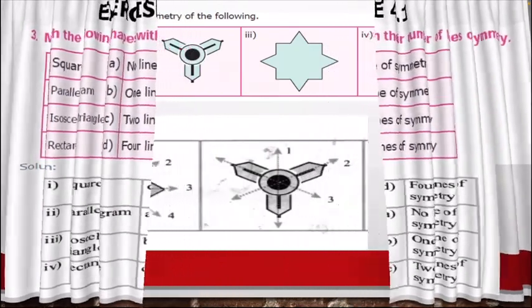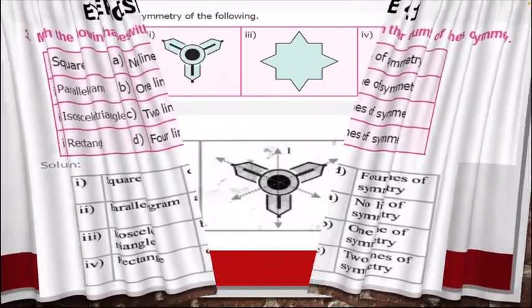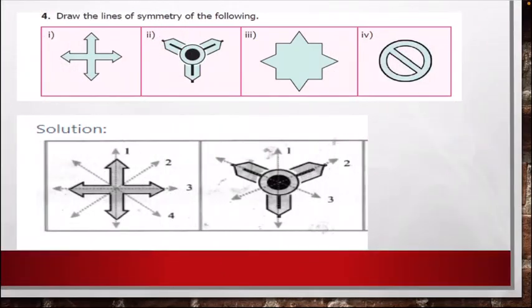Now let us move into the next question, your fourth question. In your fourth question, they are asking us to draw a line of symmetry for each and every diagram. Students, can you see how the first part is divided? My first line, my second line, and my third and fourth. How many lines of symmetry do I have now? Yes, of course, 4 lines of symmetry.